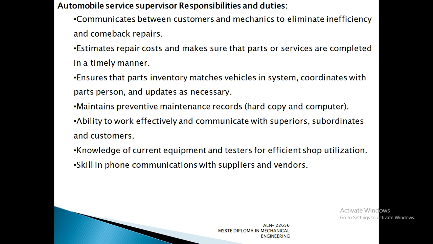Also, another responsibility or duty of a service supervisor is to work effectively and communicate with supervisors and other customers. Also, he must have current equipment knowledge and testers for efficient shop utilization. That is, the different facilities available inside the shop must be utilized fully for customer satisfaction. Also, he must have skill in phone communications with suppliers and vendors. That part relates to inventory management.